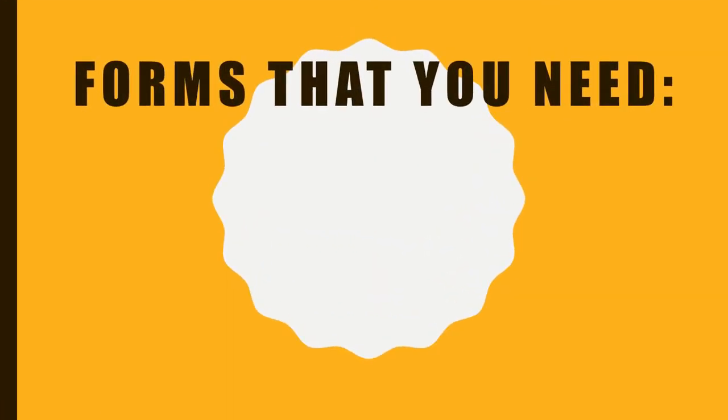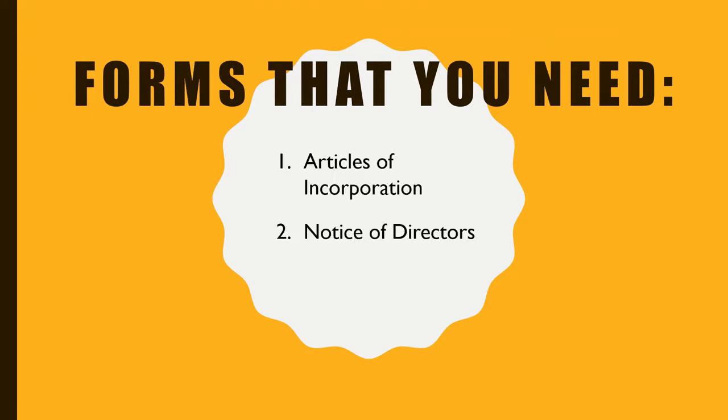To get started, there's 3 forms that you'll need to fill out. All of these can be found at the Alberta government website, and I'll include the link below. The first is the Articles of Incorporation. The second is the Notice of Directors. And finally, the Notice of Address. I'm going to go through each one of these in detail and show you exactly how to fill them out.